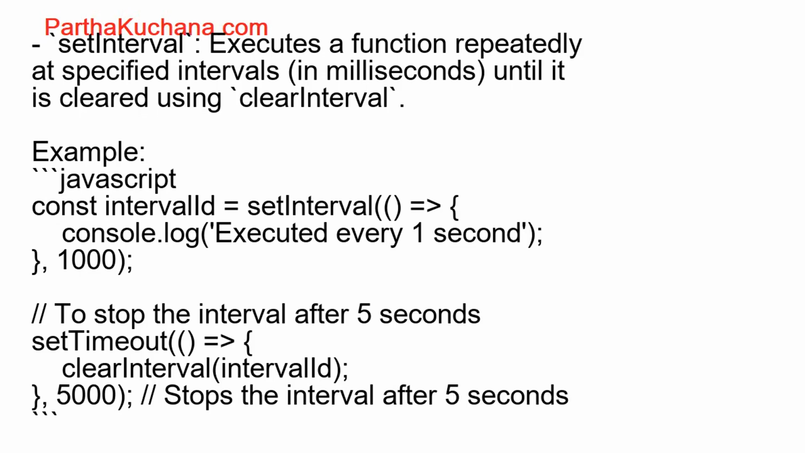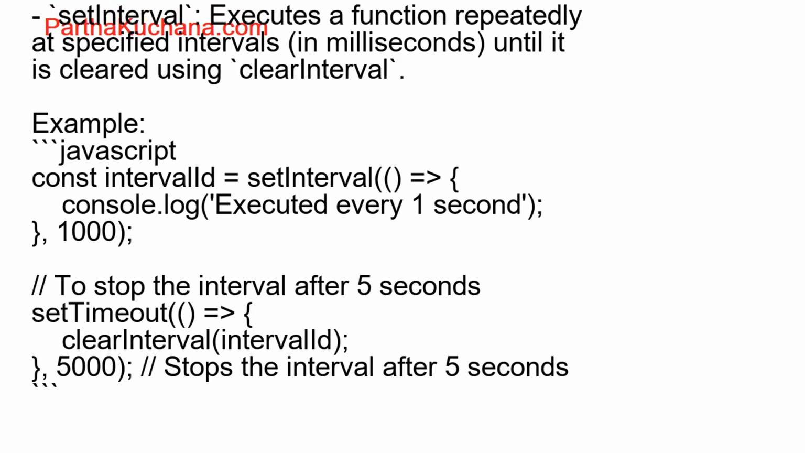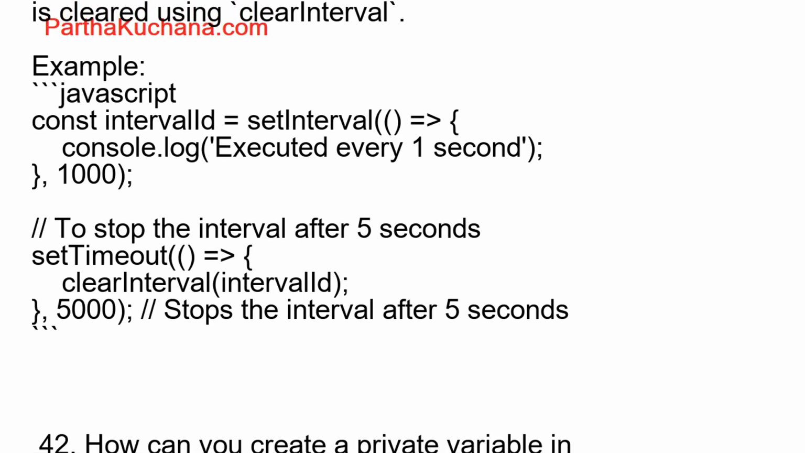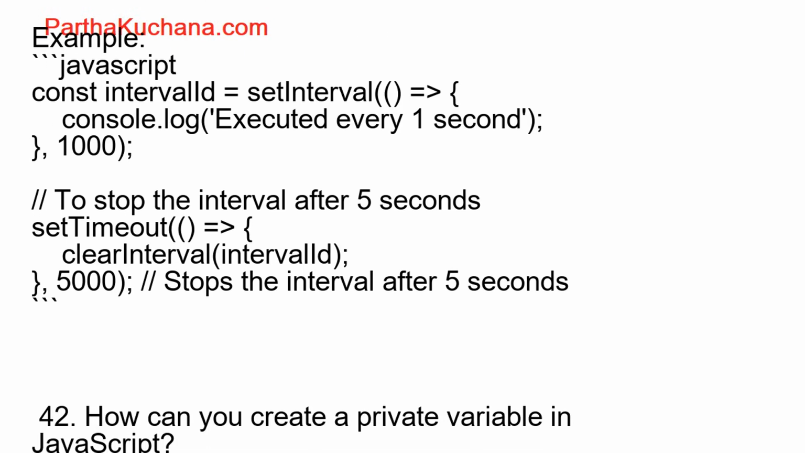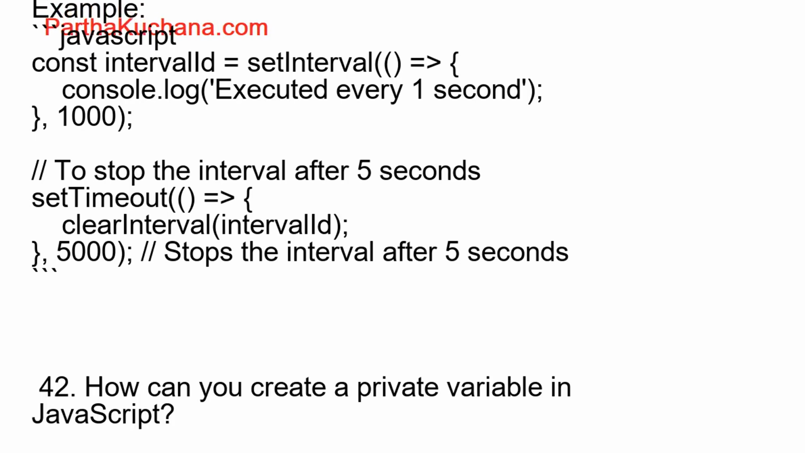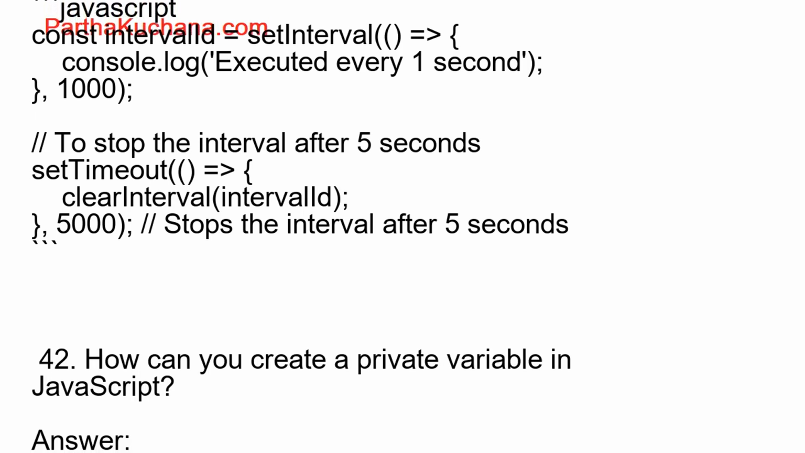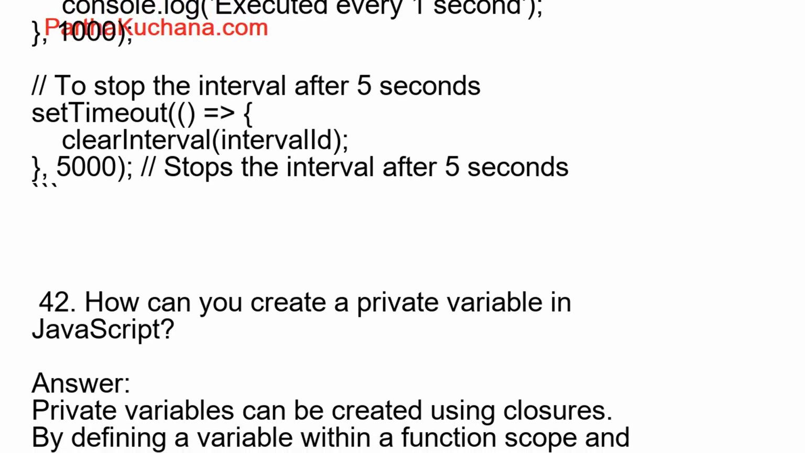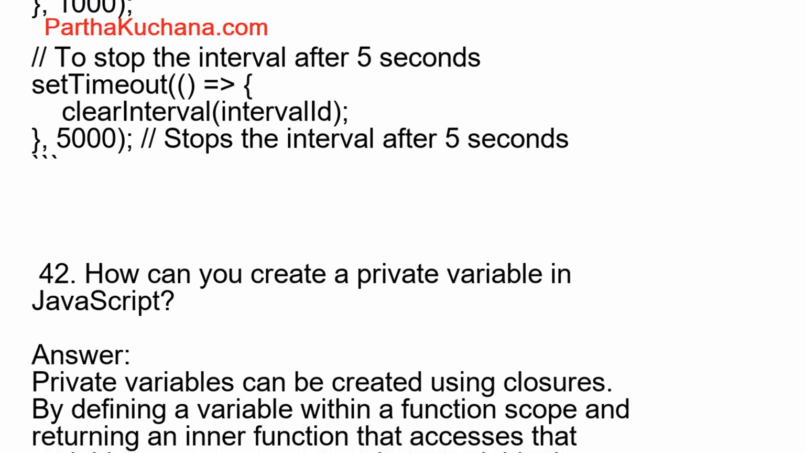44. What is Promise.all and how does it work? Answer: Promise.all is a method that takes an array of promises and returns a single promise that resolves when all of the input promises have resolved, or rejects if any of the promises reject. It is useful for executing multiple asynchronous operations in parallel.